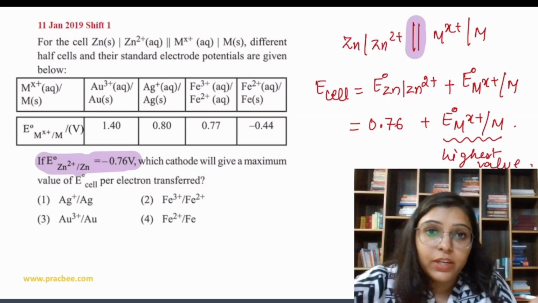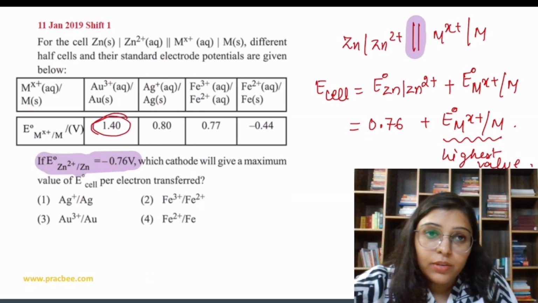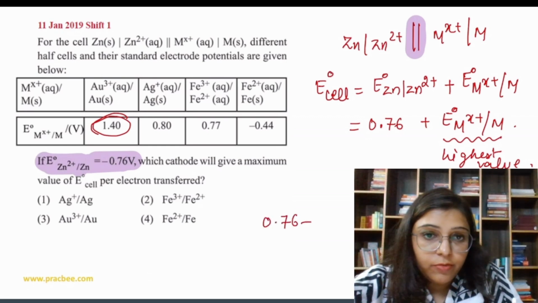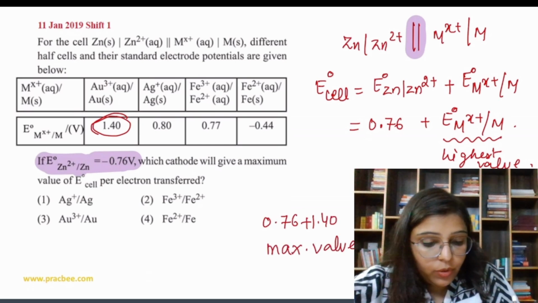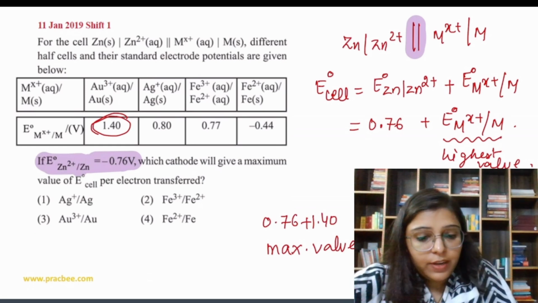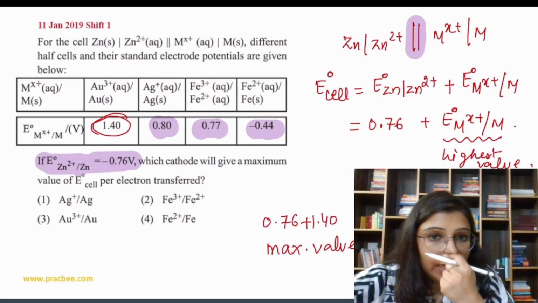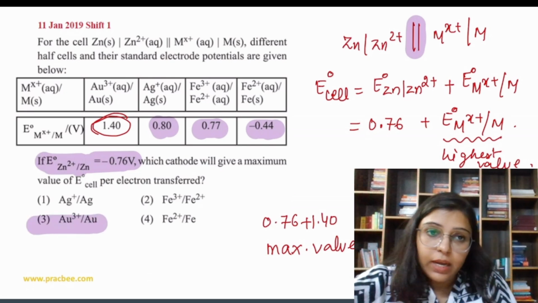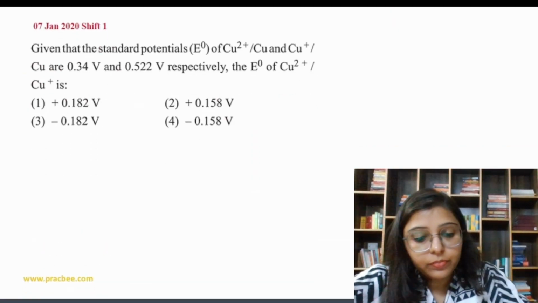So the highest value for E naught is for this one, 1.40. So 0.76 plus 1.40, so we get the maximum value. The rest of the values are 0.80, 0.71, minus 0.44. So obviously we do not get the maximum value. So the answer is going to be option number 3. Now let's do the next question.